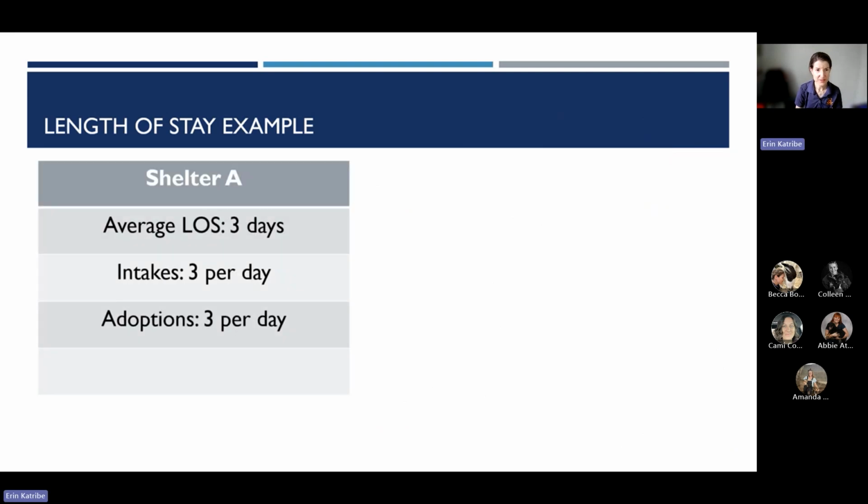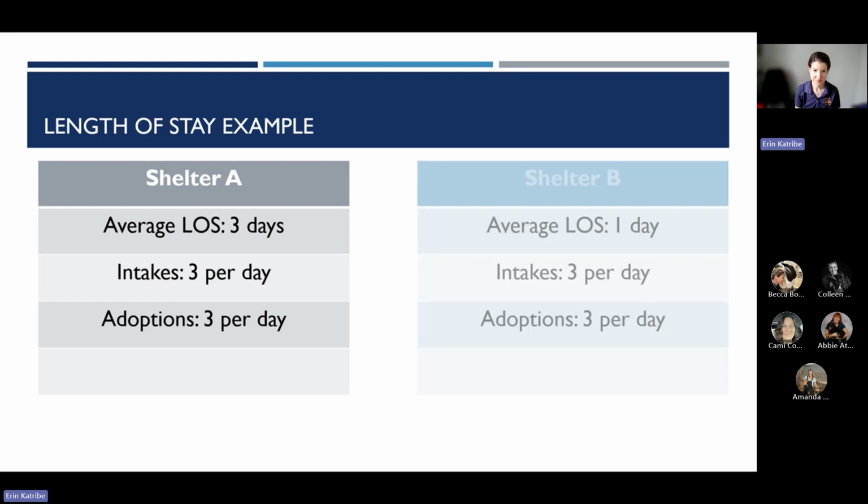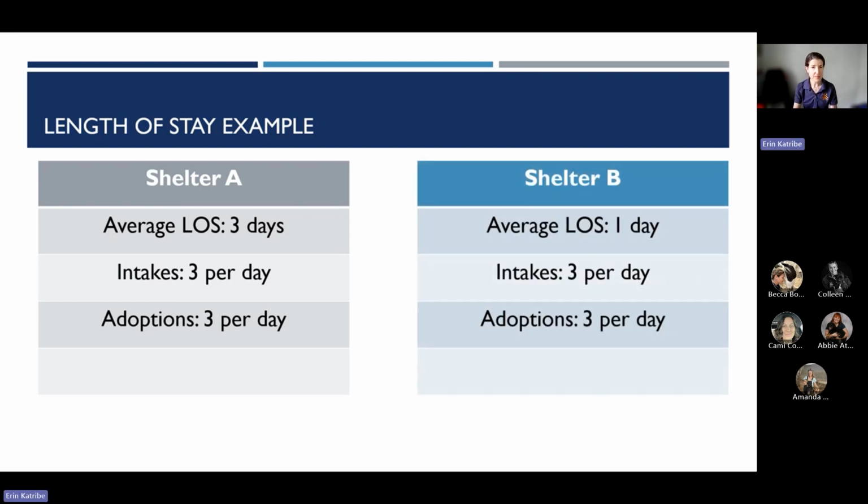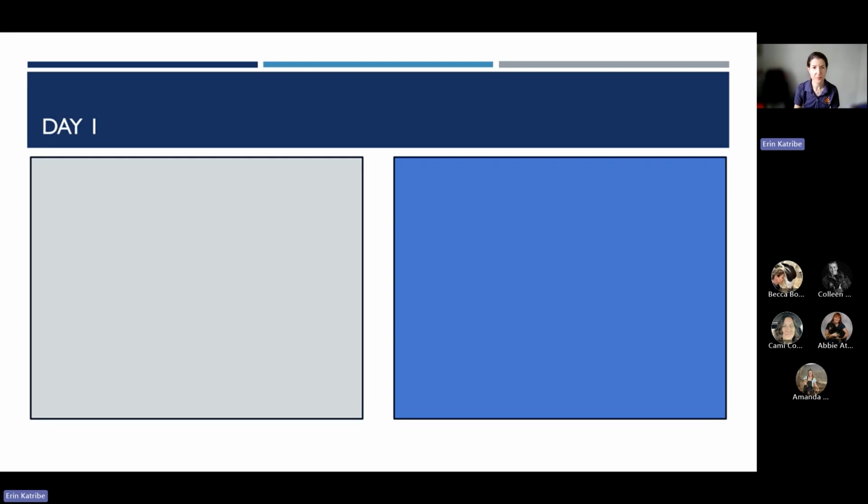So let's look at a super simple example of the impact of length of stay on shelter capacity and what daily life in a shelter can look like. So we have shelter A, who has an average length of stay of 3 days. The shelter does 3 intakes per day and 3 adoptions per day. We made it super simple math. Shelter B, same intake, same adoptions, but only 1 day length of stay. And so let's look at what happens in this shelter.